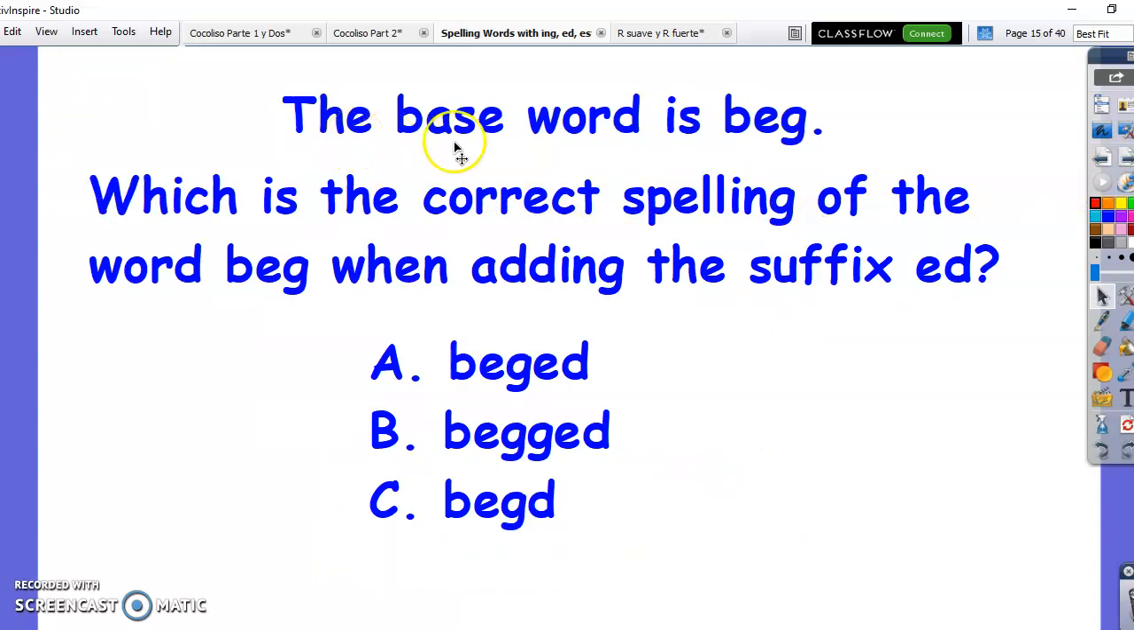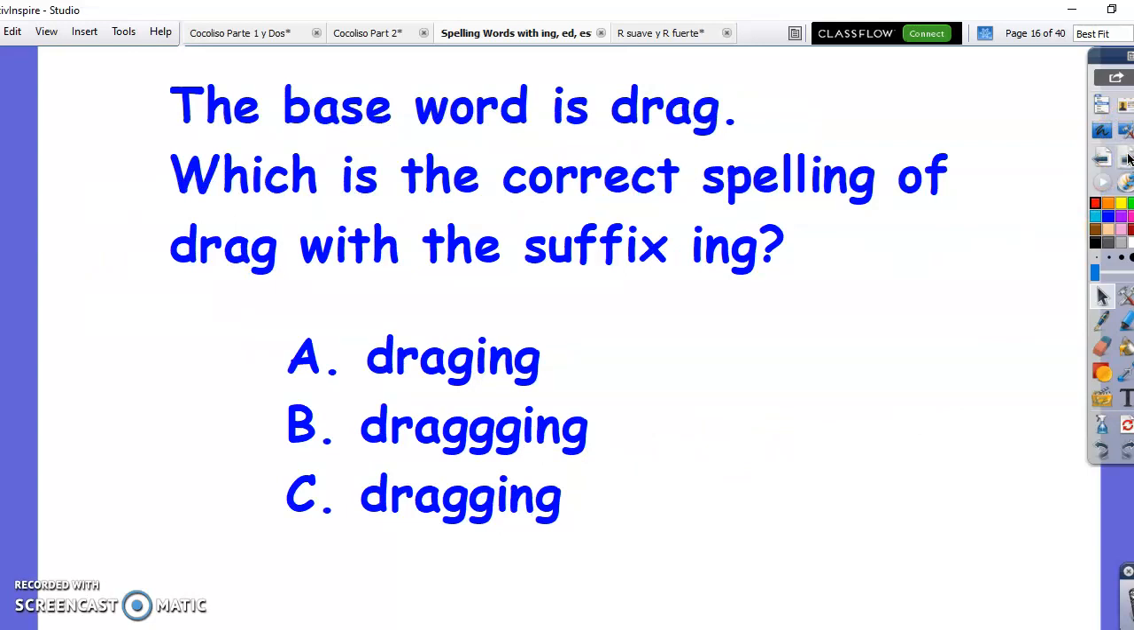So here, in the base word beg, which is the correct spelling of the word beg when adding the suffix ed? Again, you have to double the consonant, so it would be begged, like the dog begged for a treat. And this is another spelling where the base word is drag, so when I add ing to it, I need to double the consonant G. Not triple it, but double it, so the correct answer should be C here, dragging.